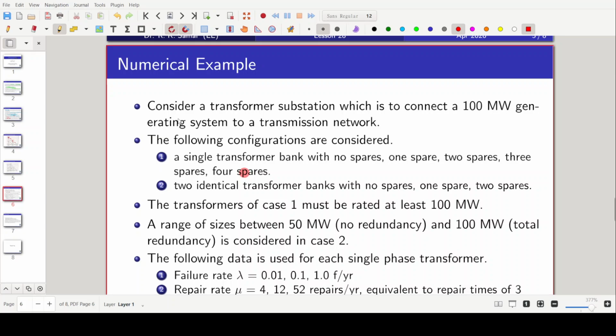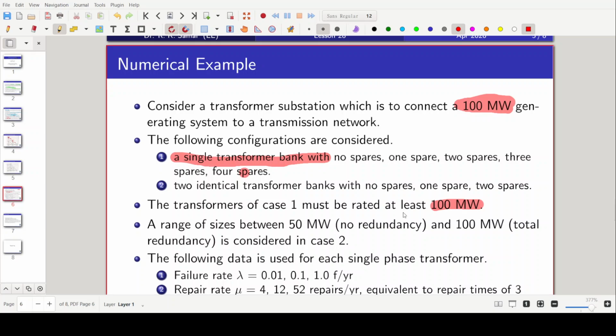Okay, so consider a transformer substation which is to connect a 100 megawatt generator system to a transmission network. The following configurations are considered. So what you do, you take a single transformer bank with no spares, then one spare, two spares, three spares and four spares, and find out which has the best reliability.